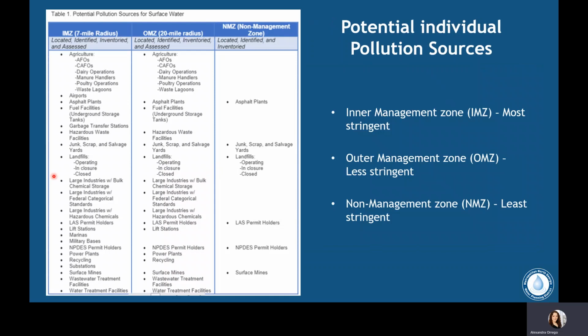So table 1 lists potential individual pollution sources that must be evaluated in each of the 3 management zones according to EPD guidance. A more stringent assessment of sources is conducted in the IMZ and OMZ, you can see here, than in the NMZ. And that's due to the larger distance from the NMZ to the intake itself, which is greater again than 20 miles upstream. So you can simply think of this as the closer to the intake your facility is, the more stringent the analysis and the more facilities or potential individual sources of pollution we identify, track, and assess.